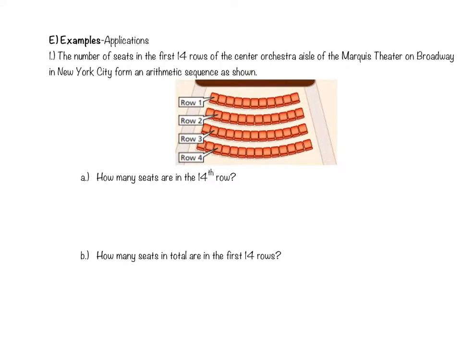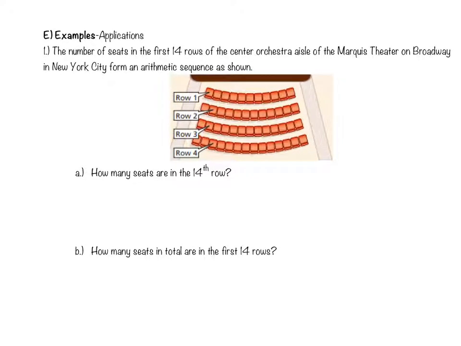So here, the first application problem is: the number of seats in the first 14 rows of the center orchestra aisle of the Marquis Theater on Broadway in New York City is in the form of an arithmetic sequence. So the first thing we need to do is actually write the sequence, because we don't know the numbers. We're only given the first 4 rows, so we're only given the first 4 numbers within the sequence.